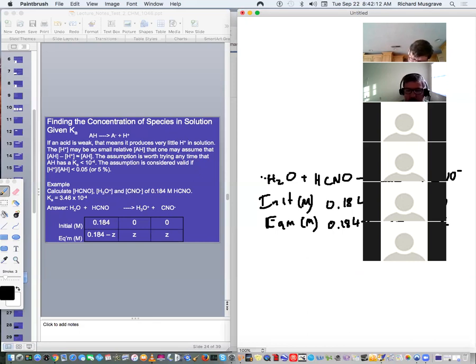Anybody have any questions so far? So we do have the Ka equation here that we can come up with. We are given the Ka in the problem. You can see it's 3.46 times 10 to the negative 4. So, theoretically, we should be able to solve for these equilibrium concentrations. We're effectively solving for Z. But there's our Ka expression there. Let's look at the next slide.